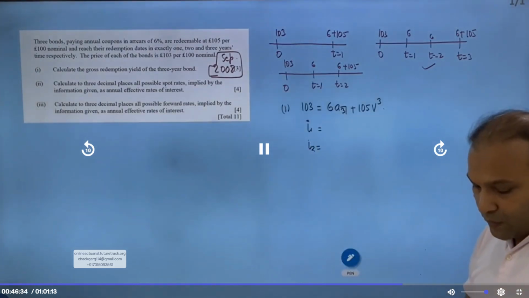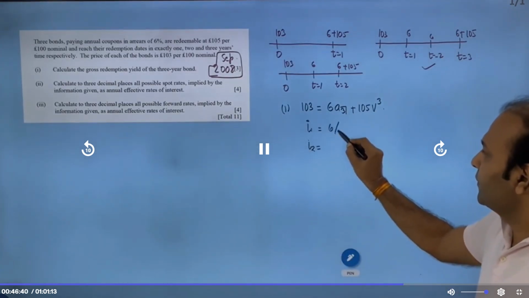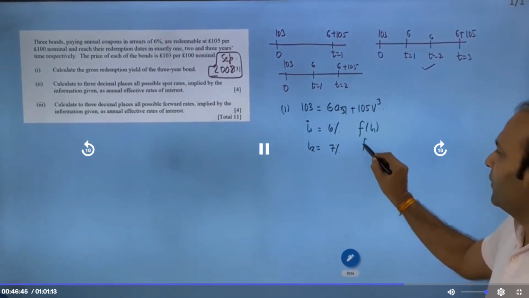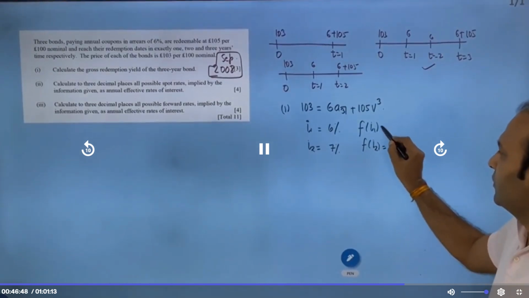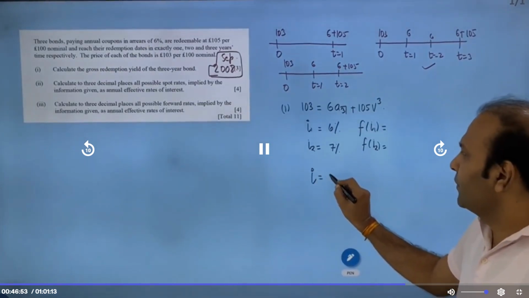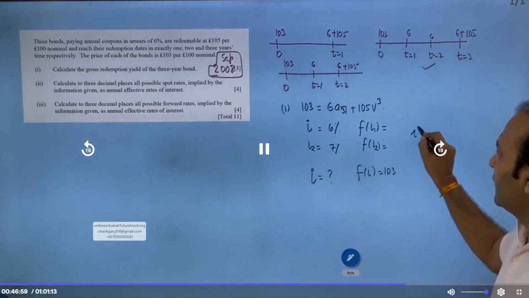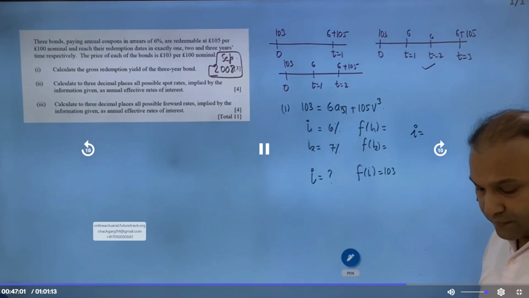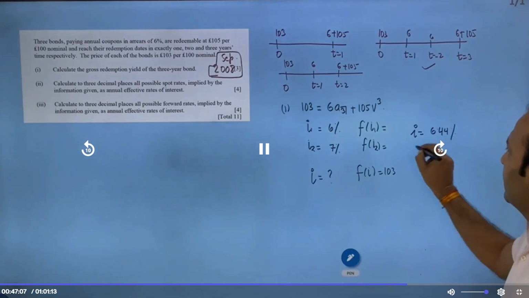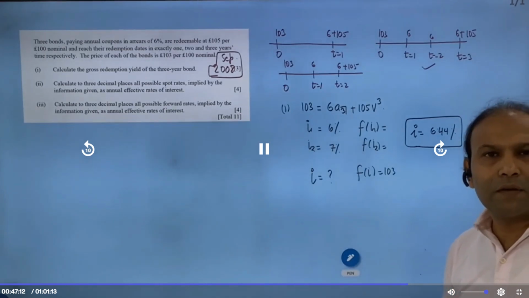So class, we get I1 as 6% and I2 as 7%. We get F(I1) and F(I2). Fine. So class, when you solve this for I, when my F(I) is 103, we get I as 6.44%. Clear class? Any problem?